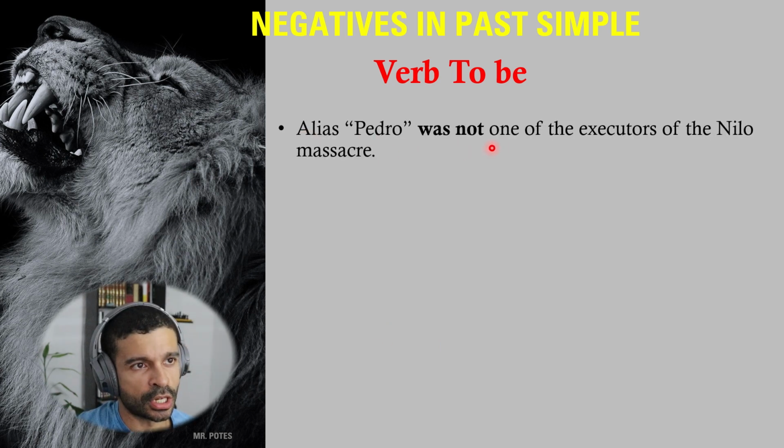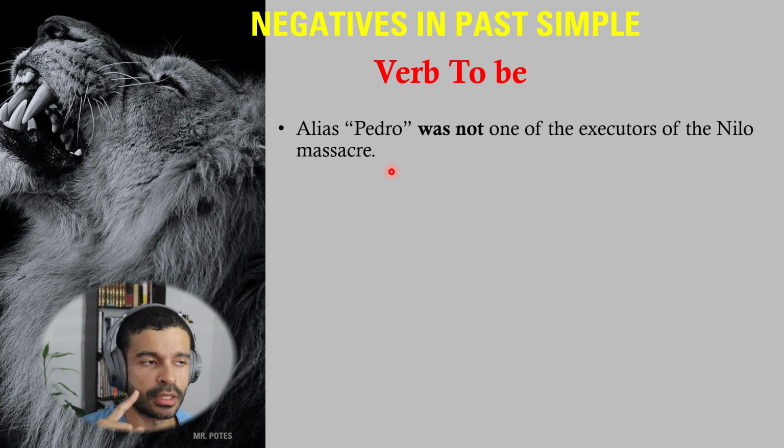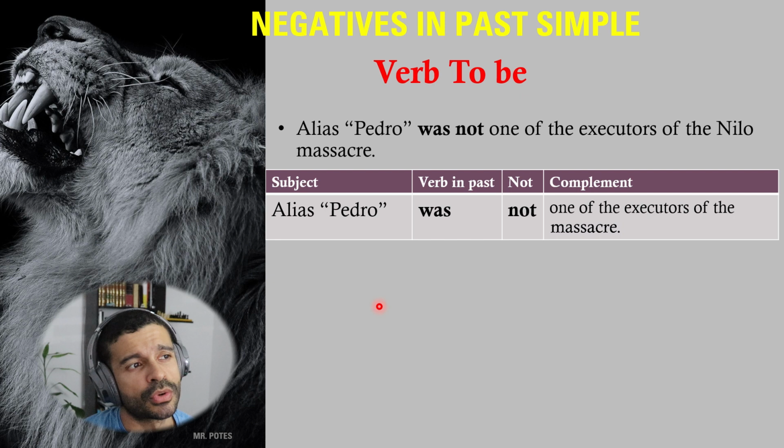Alias Pedro was not one of the executors of the Nilo massacre, having into account the text I shared with you in the previous video. If you haven't watched that one, I suggest you do. I'm leaving the link around and in the description as well. Here it just came up with a random name.